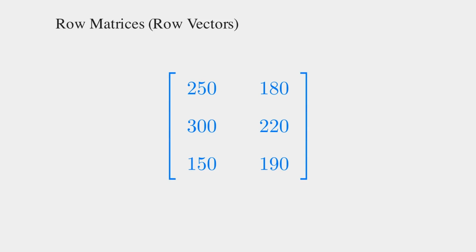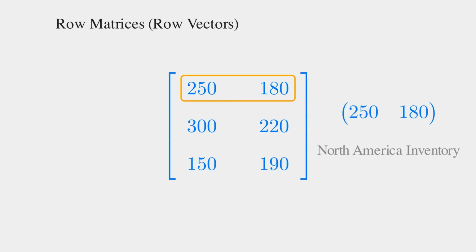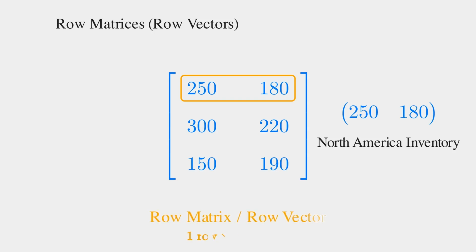Now, let's look at specific data points. A matrix with only one row is called a row matrix, or sometimes a row vector. For instance, if we only wanted to see the inventory for North America, we'd extract its row, 250 units of Arabica and 180 units of Robusta. This single row forms its own matrix, a 1 by 2 row matrix. Row matrices are frequently used in various applications, including transformations in geometry.